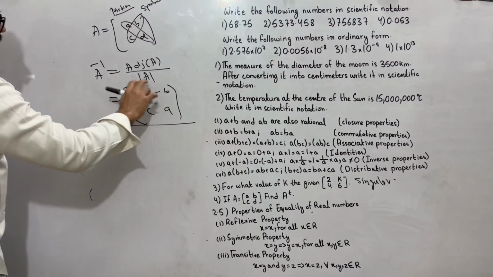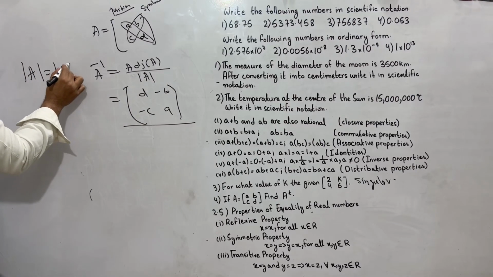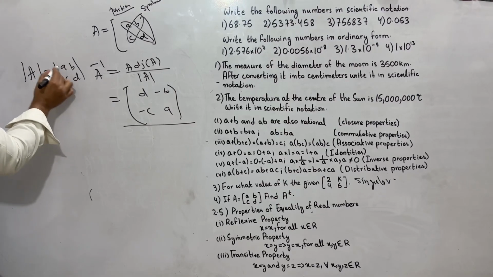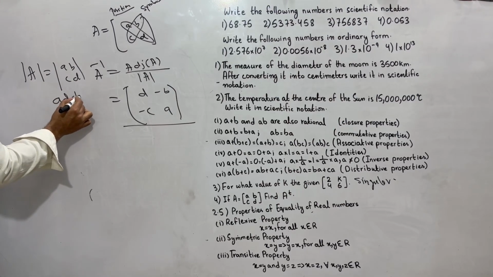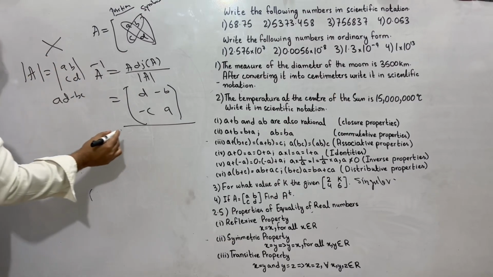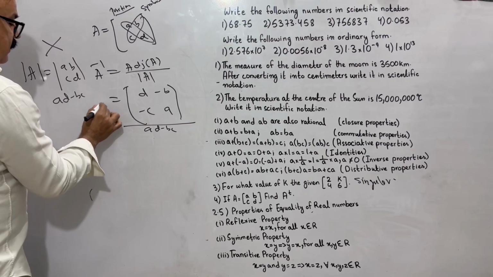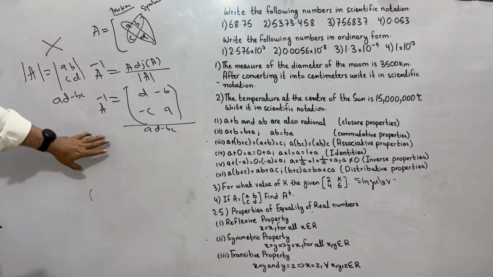How to find the determinant? We are familiar. The determinant is given by A, B, C, D, meaning A times D minus BC. Divide with this, AD minus BC. This is our A inverse.